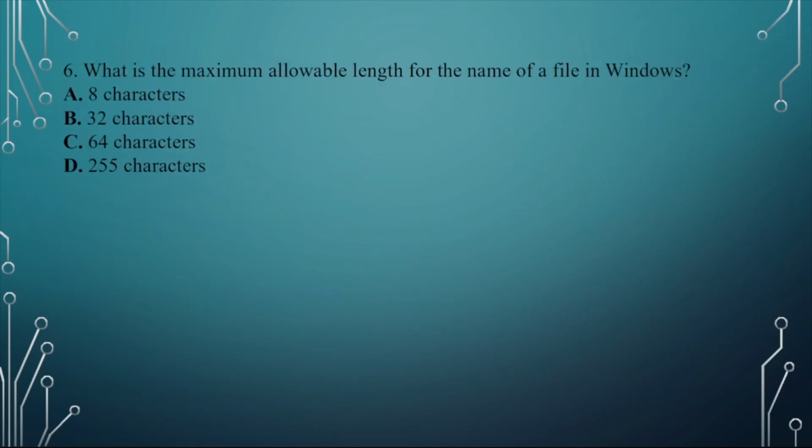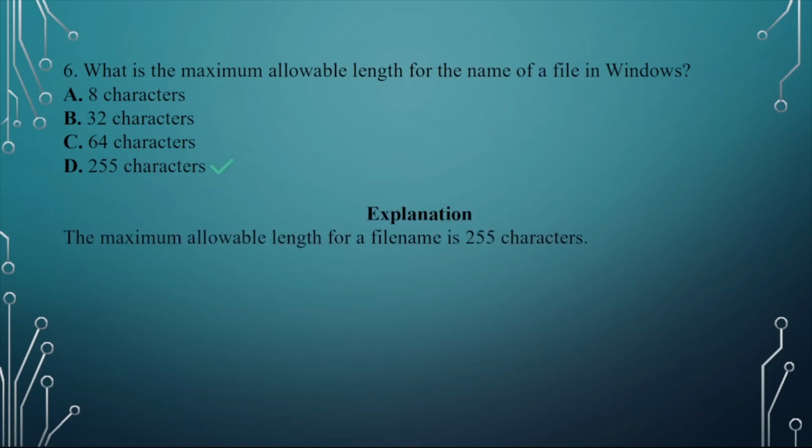Question number 6. What is the maximum allowable length for the name of a file in Windows? A. 8 characters. B. 32 characters. C. 64 characters. D. 255 characters. The answer here is D. The maximum allowable length for a file name is 255 characters.